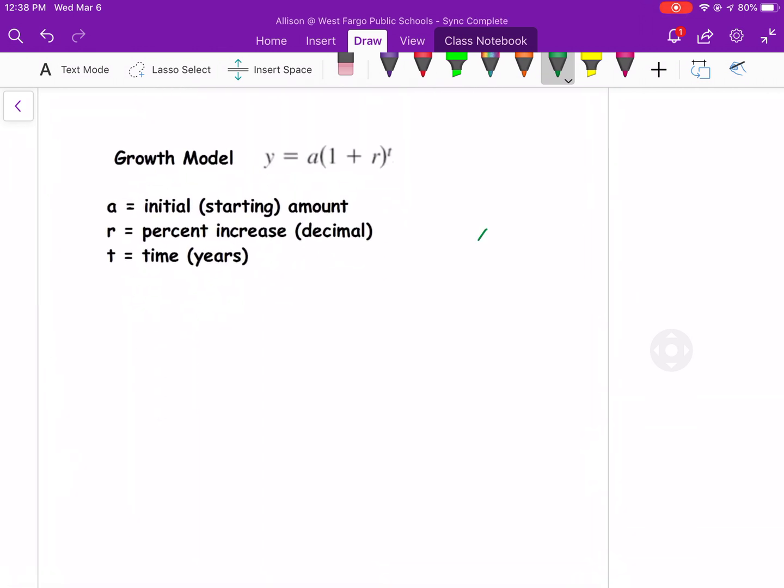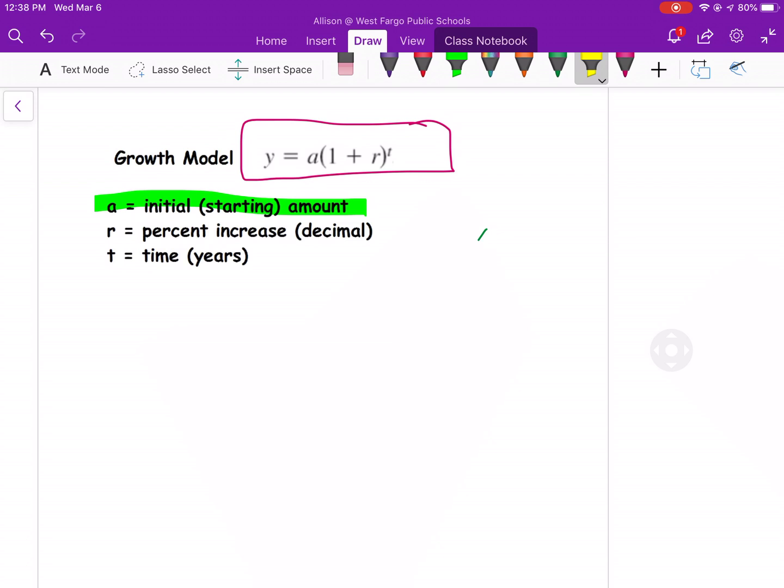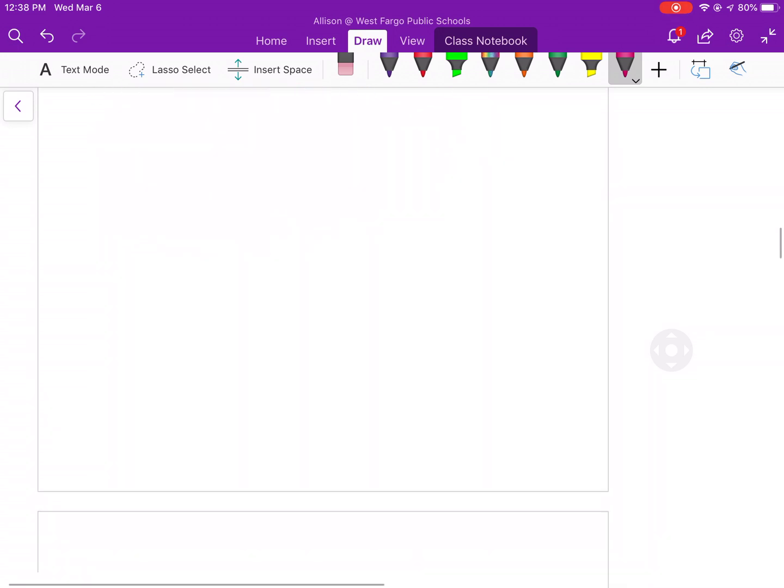This is the equation for the growth model, and these are the variables that you need to know for the growth model. So it's y equals a times 1 plus r to the t, where a is the initial starting amount, r is the percent increase. It does need to be written as a decimal, that's important, and t is time in years. So those are the three variables that you need for this growth model equation. And then y is the value after t number of years that it's increased up to.